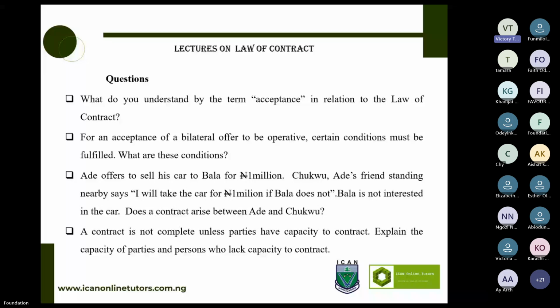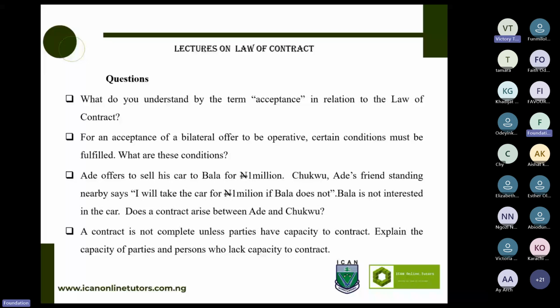For me, Ade only made an offer to Bala, and the offer was strictly to Bala for 1 million naira. Now, Bala is not interested, but this question didn't state that Bala expressed his disinterest to Ade. So Chuku, on the other hand, is only raising an offer that in case this person is saying he's not buying, I'm ready to buy it. The question also didn't state if Ade agreed to what Chuku had said. So for me, there was no contract between Ade and Bala. It was just an offer waiting for an acceptance.